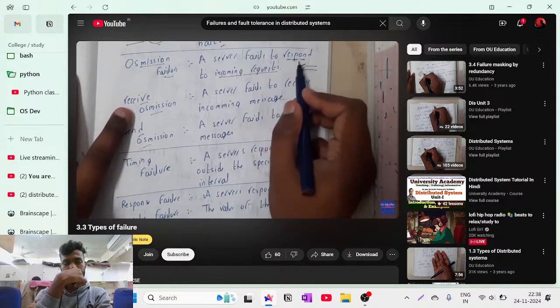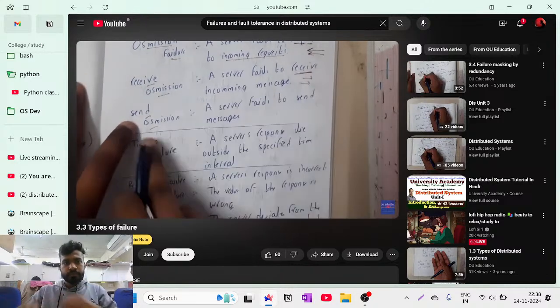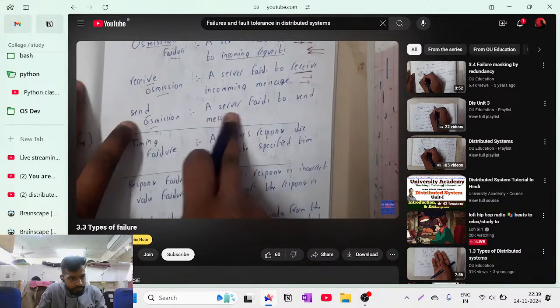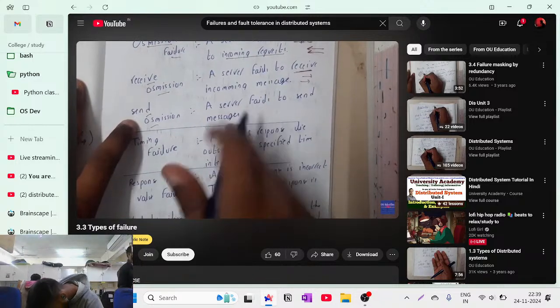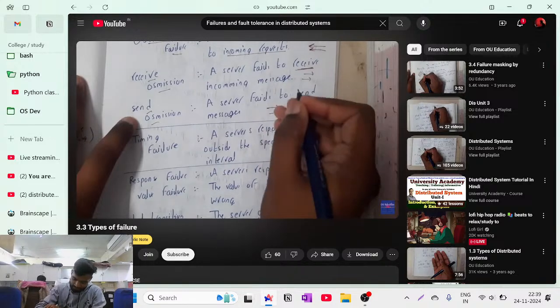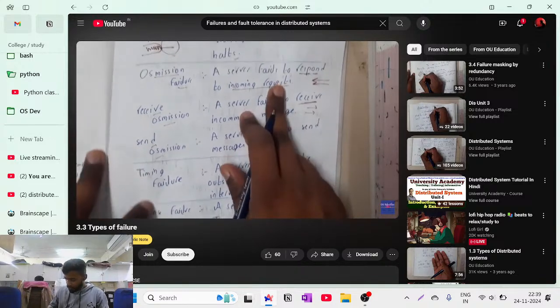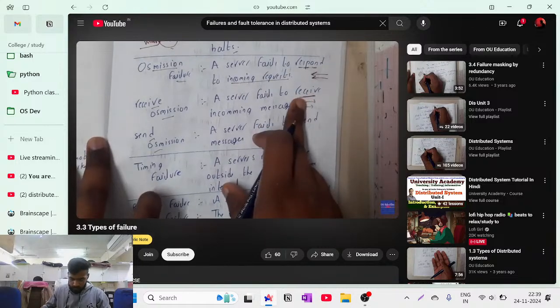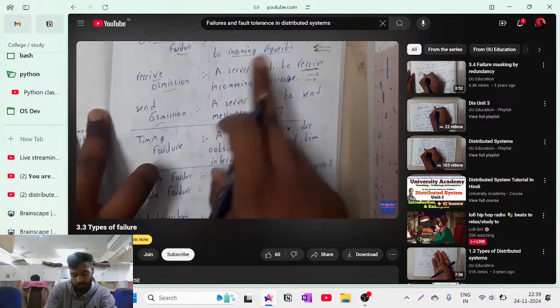So here it is responding, here it is receiving. Similarly, send omission is when a server fails to send messages. Here the server failed to send normal messages. So it is responding to incoming messages, receiving incoming messages, and sending messages. There are three different ones.